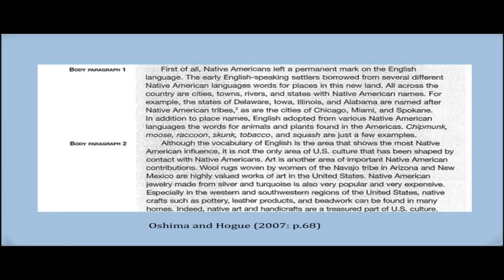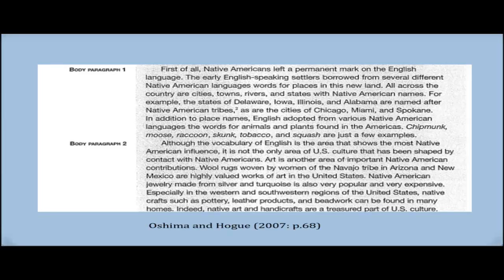But paragraph 2: Although the vocabulary of English is the area that showed the most Native American influence, it is not the only area of U.S. culture that has been shaped by contact with Native Americans. What is it? The other one, art. Okay, then this body paragraph will talk about this influence.